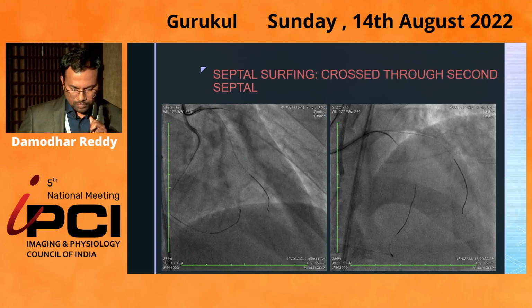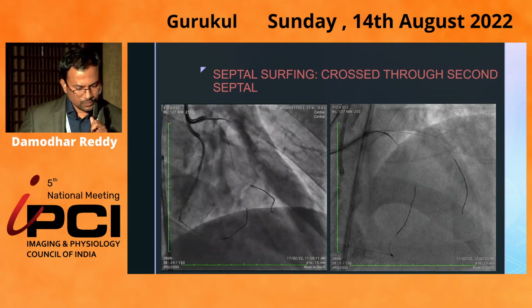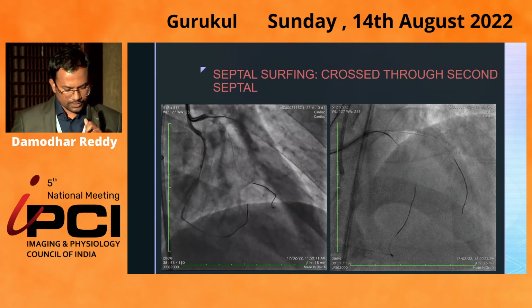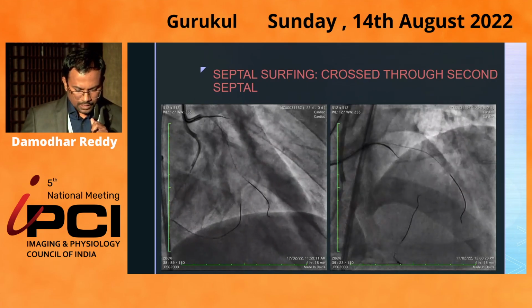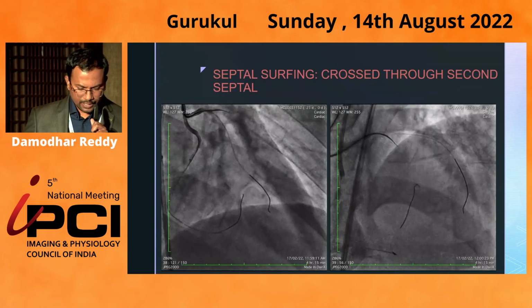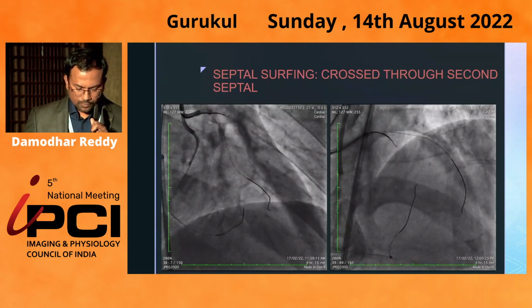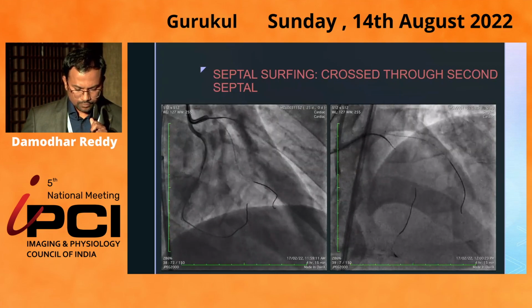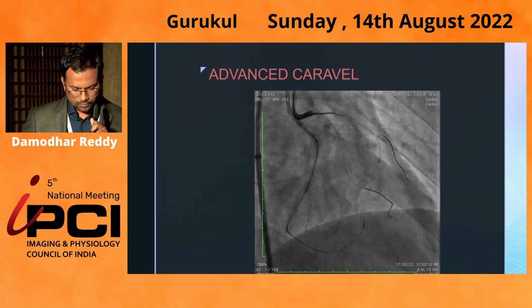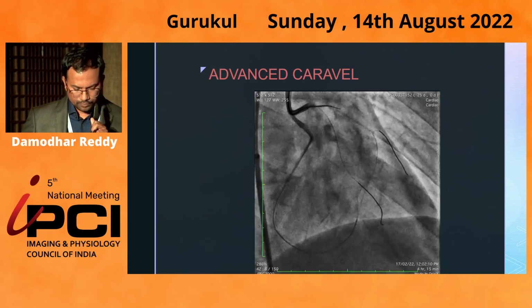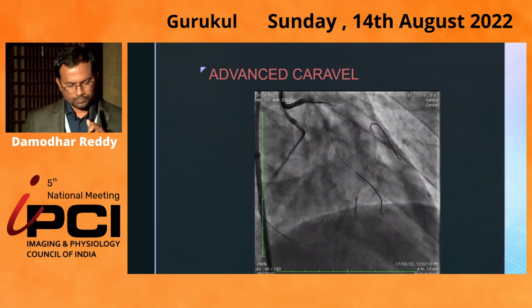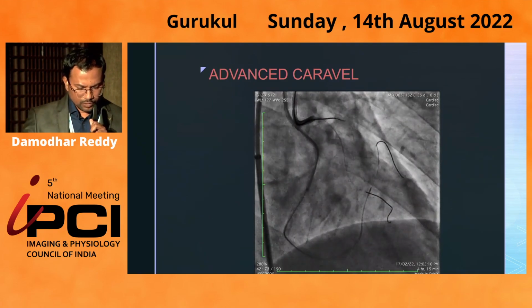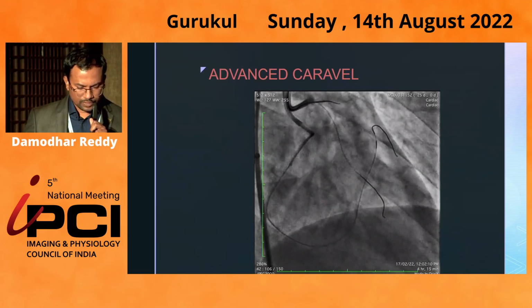So we could successfully cross to the second septal with Cyan. Here you can see it is going towards the LAD and it's entering the LAD at the level of diagonal. And retrogradely we advance the Caravel over the Cyan wire. And you can see the tip of the Cyan wire is in the distal LAD after the CTO segment.